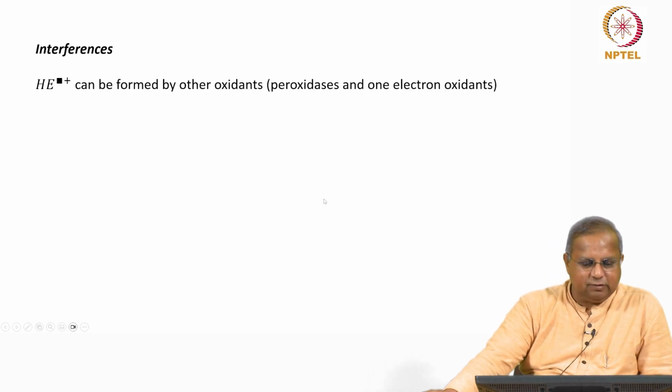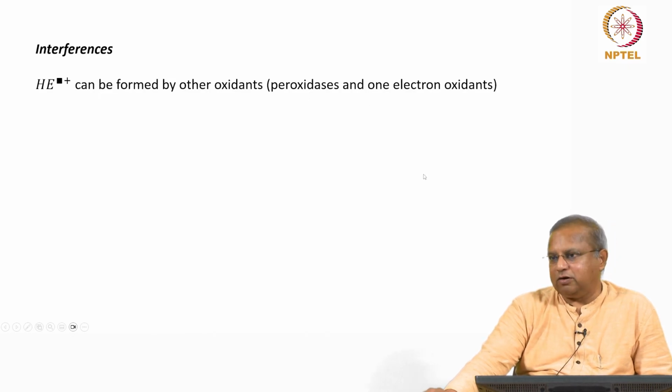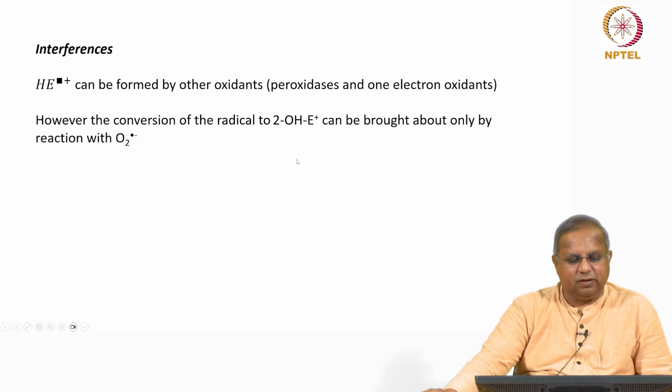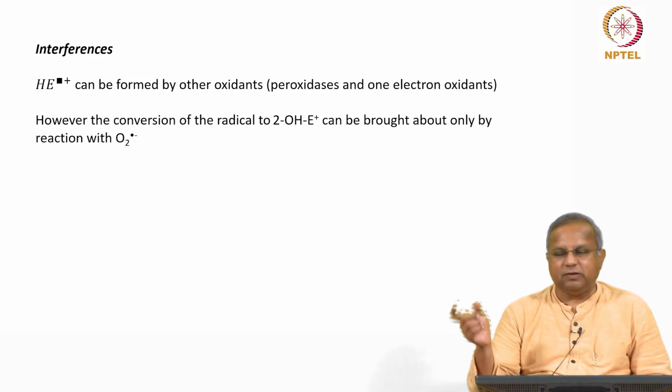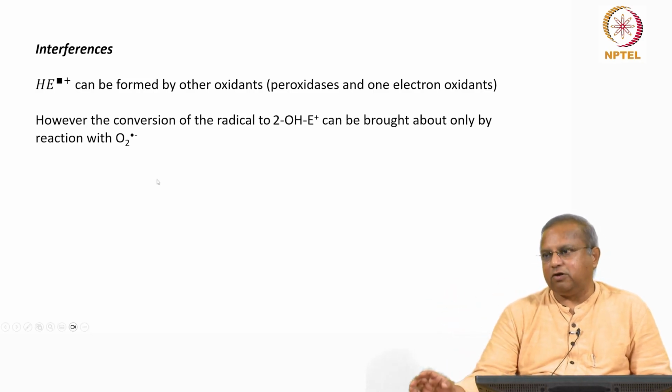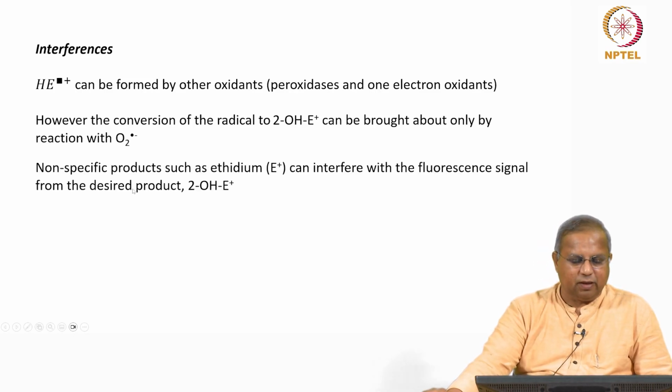The interfering radical, E dot plus, can be formed by other oxidants such as peroxidases and 1-electron oxidants. However, the conversion of this radical E dot plus to 2-hydroxyethidium can be brought about only by the reaction of superoxide. So, the second part of the reaction is specific to superoxide. The first part of the reaction is not specific to superoxide. So, this is one part of the interference.